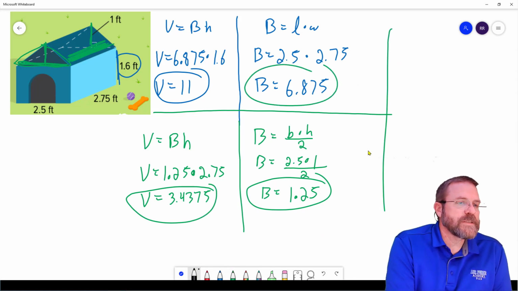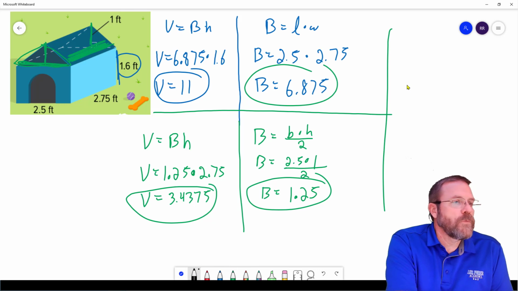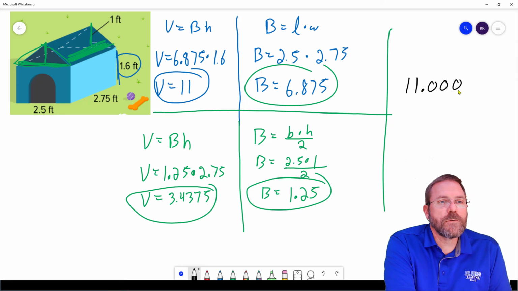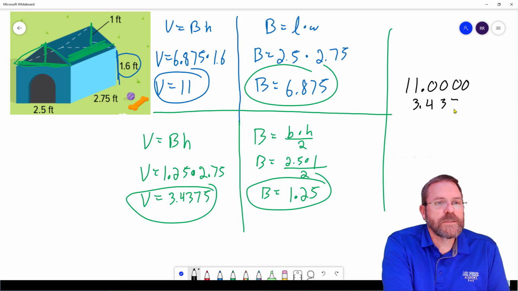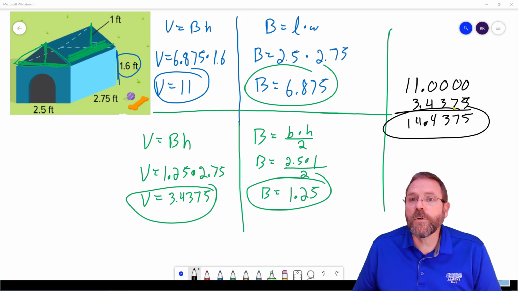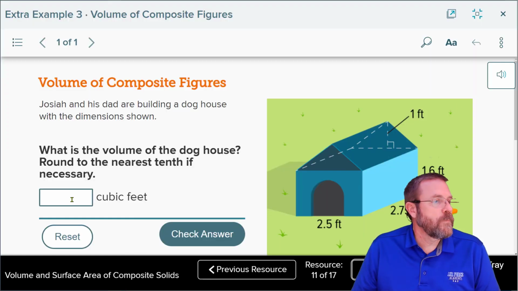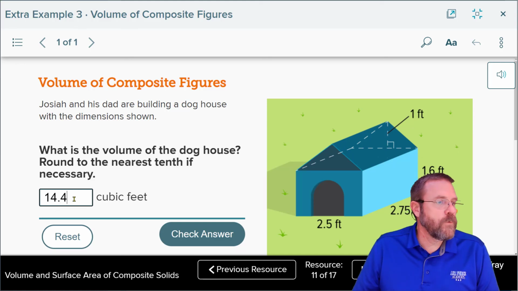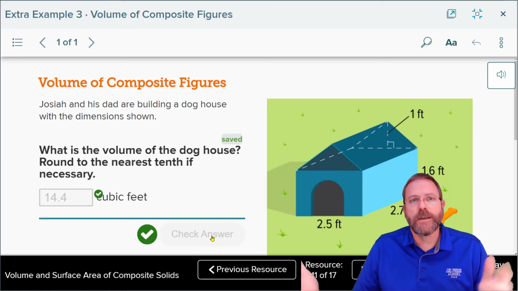Now all that's left is to add them up. The volume of the rectangular prism was 11, and we're going to go ahead and add some zeros in there. The volume of the triangular prism was 3.4375. You add all those up together, you get 14.4375. So rounded to the nearest tenth is going to be 14.4. Jump back over here, 14.4, and check, and it checks.